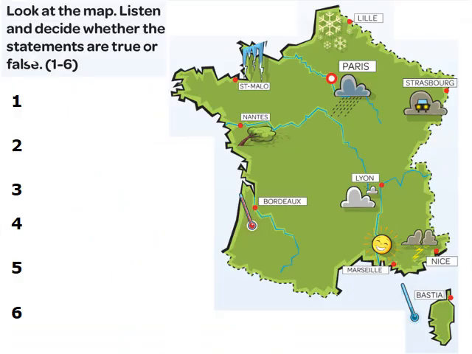Okay, we're going to have a look at this now. We're going to look at the map and then we're going to listen and decide whether the statements are true or false. So I'll give you the answer to the first one. I can talk you through it. So the first one is true. We're going to look at what city they're talking about and the weather. Let's have a little listen and then I'll pause it and we can look at it together.